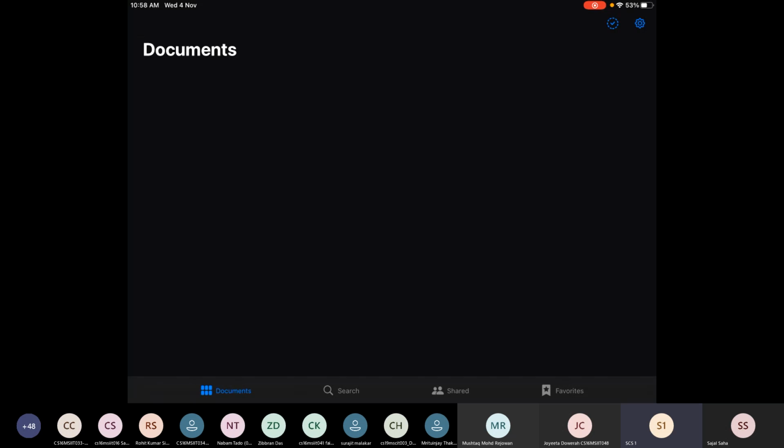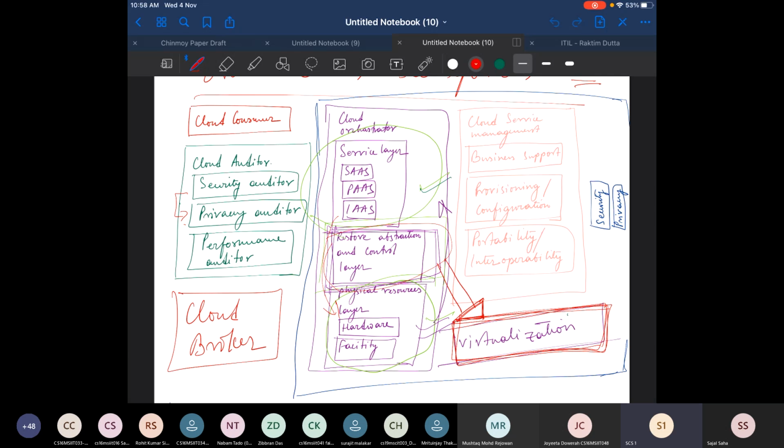Okay, so next is portability and interoperability. During the migration of your services, during downloading of your services, or during deployment of your services to the client side, you require portability and interoperability. Now let us see what the different subcomponents are in cloud service management, specifically in business support as well as portability and interoperability.